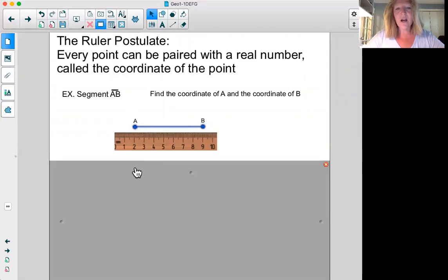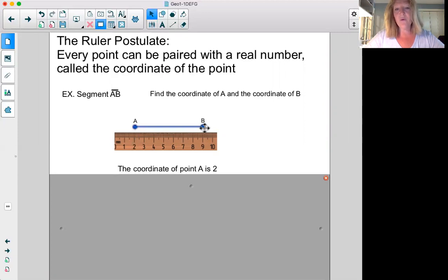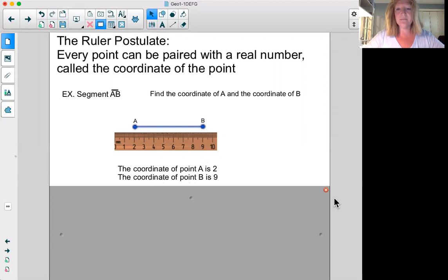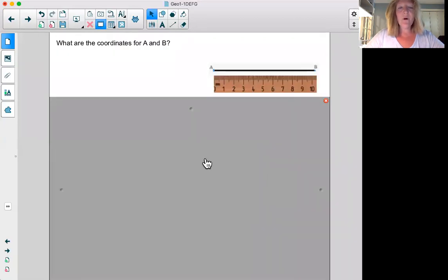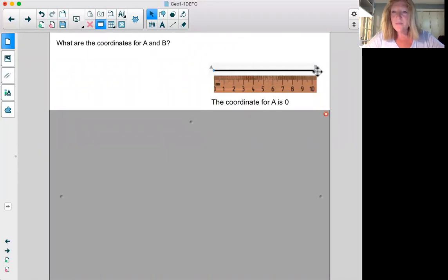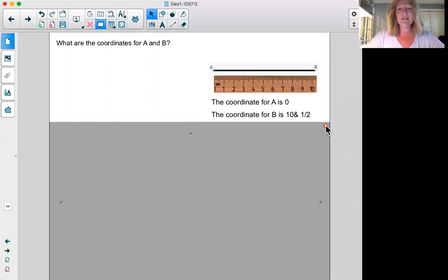So the coordinate for endpoint A, in this case, is the real number 2. And the coordinate for point B is the real number 9. So pause and figure out the coordinates for the endpoints of AB for this example, and then press play. It can be a little tricky here because the endpoint named A is at coordinate 0, and the endpoint B is this little chunk halfway between, so B looks like it's at 10.5 in this particular case.